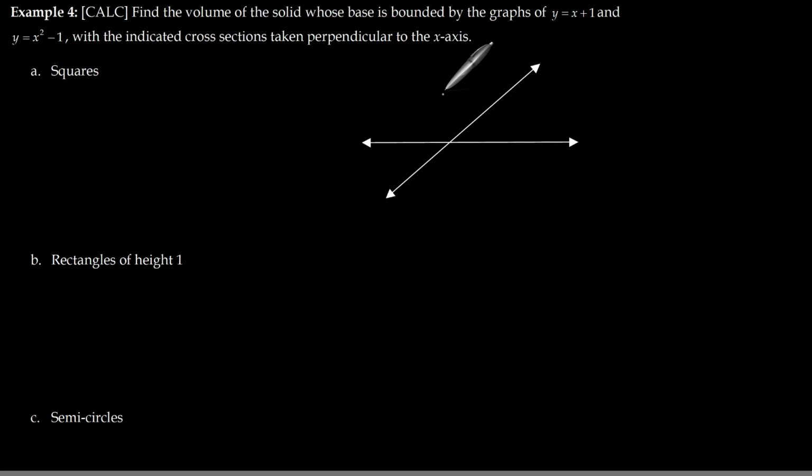Okay, example 4. Now this is a more complicated problem. We have the volume of a solid whose base is bounded by the graphs of y equals x plus 1 and y equals x squared minus 1. So the first thing we want to do is sketch both of those graphs. So here we have a linear function that has a y-intercept of 1 and a slope of 1. So this is going to look like this. Just a basic linear function.